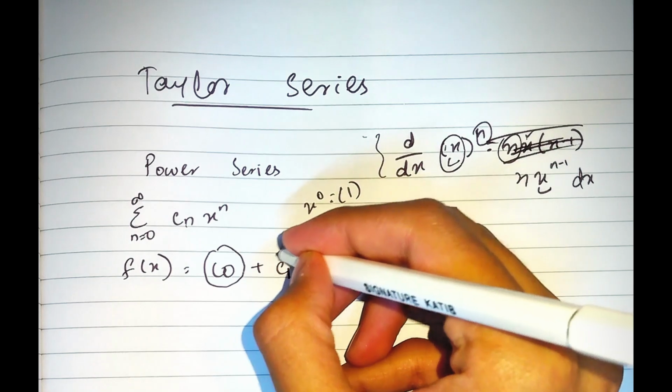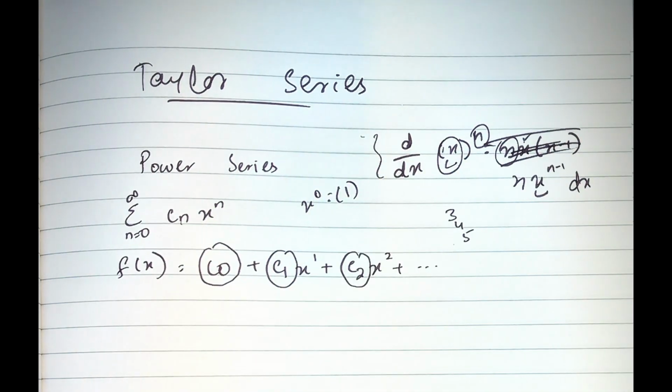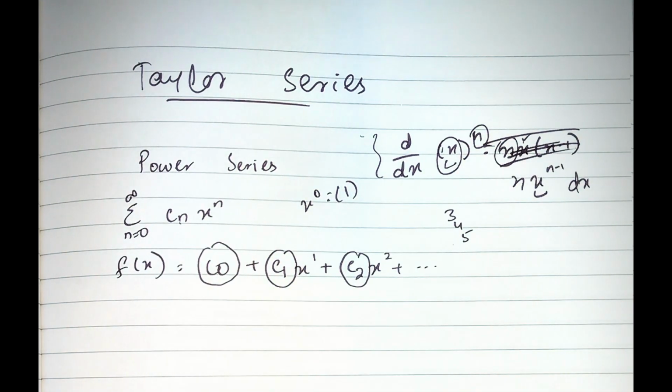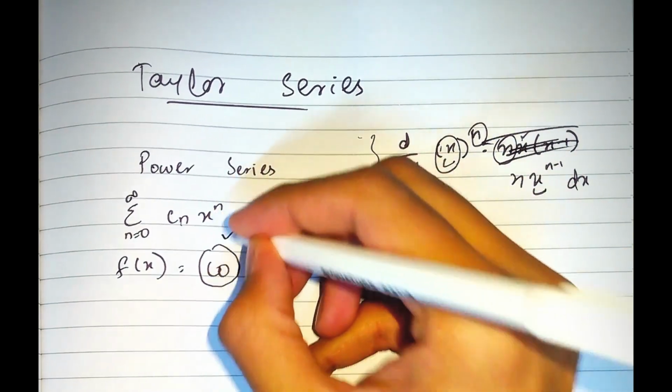So this expansion is really nice, but at some point we have to find the value of these constants. So how to find the value of these constants? Now we will use differentiation for finding the value of these constants present over here.